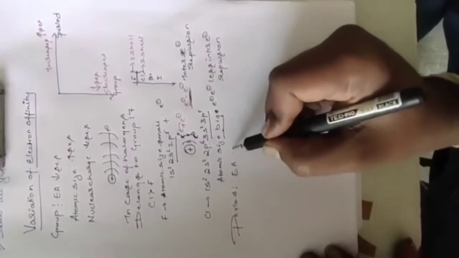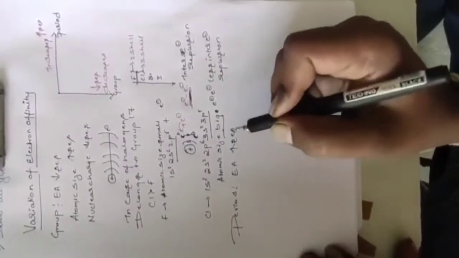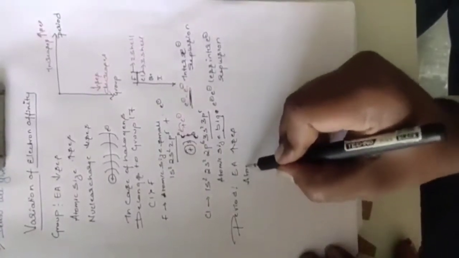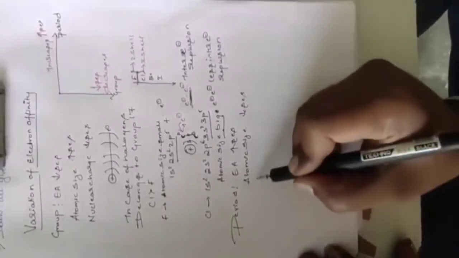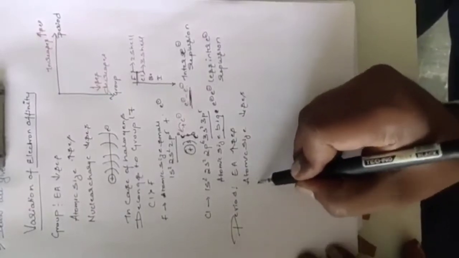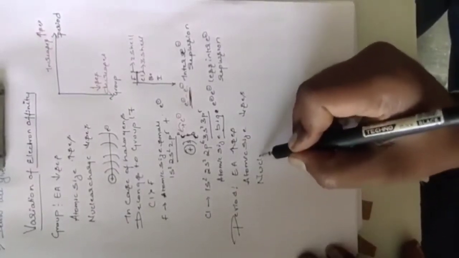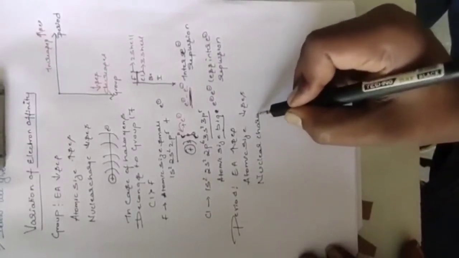Okay, next we are going to talk about periods. If we talk about a period, electron affinity quite commonly increases. Why does it increase? Because atomic size will be less, and nuclear charge will be more. Nuclear charge increases. Okay, this is about the variations of electron affinity in groups and periods.